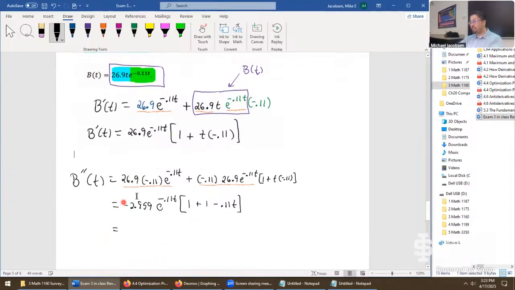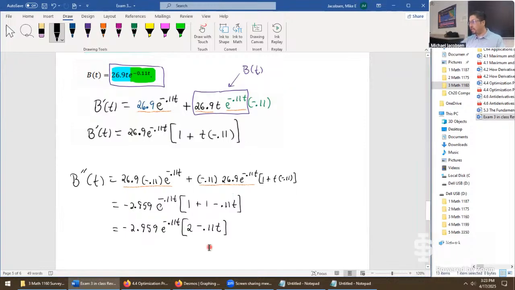We have a negative sign in front, and that's pretty helpful for us. We're trying to show something's negative. Negative 2.959. The exponential part is always positive. That helps us. And on the inside, we have 2 minus 0.11t.